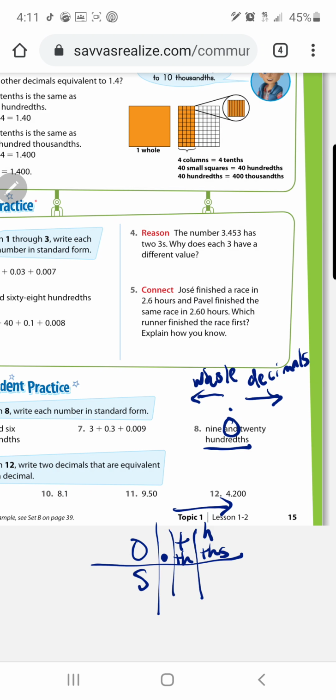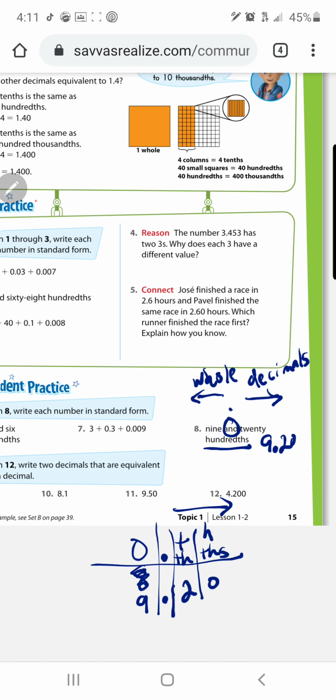So that's 8. I'm sorry, it's not 8. Let me see where my eraser is. Well, it doesn't matter, I'm just going to draw a line through it. I'm going to put 9 and 20 hundredths. There it is. So your answer is 9 and 20 hundredths with your decimal in between.